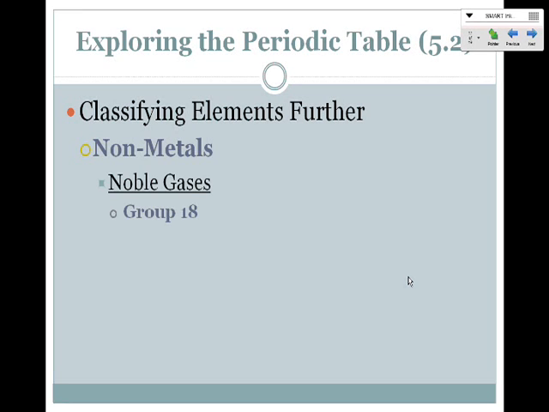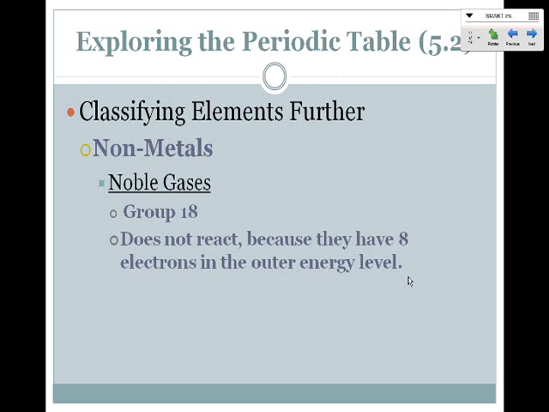Now, let's look at the noble gas family. They're group 18. They do not react at all because they already have 8 electrons in that outer energy level, so they're happy. They don't need to react with anyone. Now, these are used in neon signs, laser light shows that maybe you've seen at Stone Mountain.